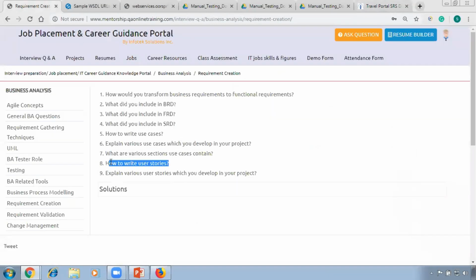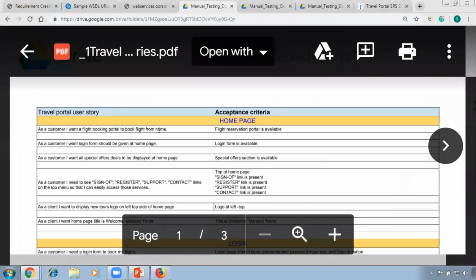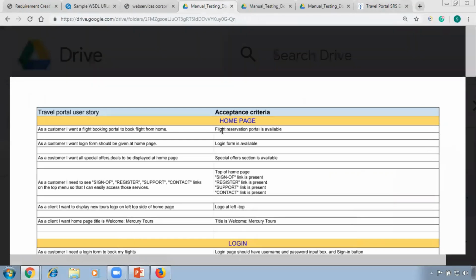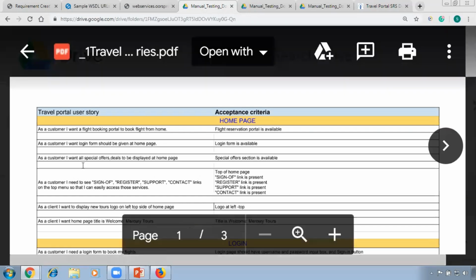Now, how to write user stories? For user stories, you need user requirements. You'll be writing the requirements and you have to find out the acceptance criteria. On what condition will this requirement be fulfilled? So you have to give the requirement with the acceptance criteria, and this is how you can create a user story.